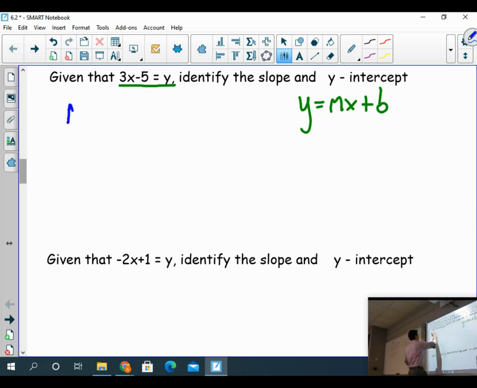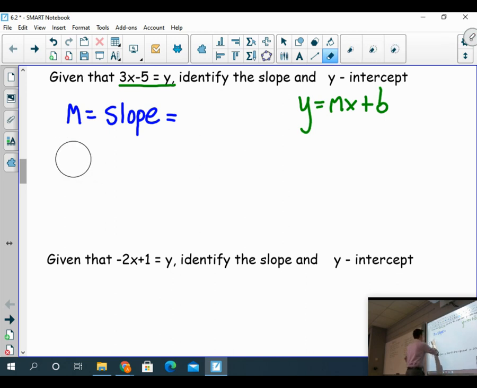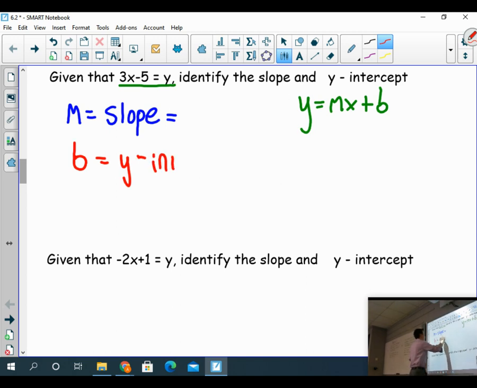And I'm to identify the slope and the y-intercept. Well, I know the slope is represented by the letter m. And I know, let's stay consistent here, I know the letter b represents the y-intercept. So looking at my equation, I see that the slope is 3, and the y-intercept is -5. Slope is 3, and the y-intercept is -5.